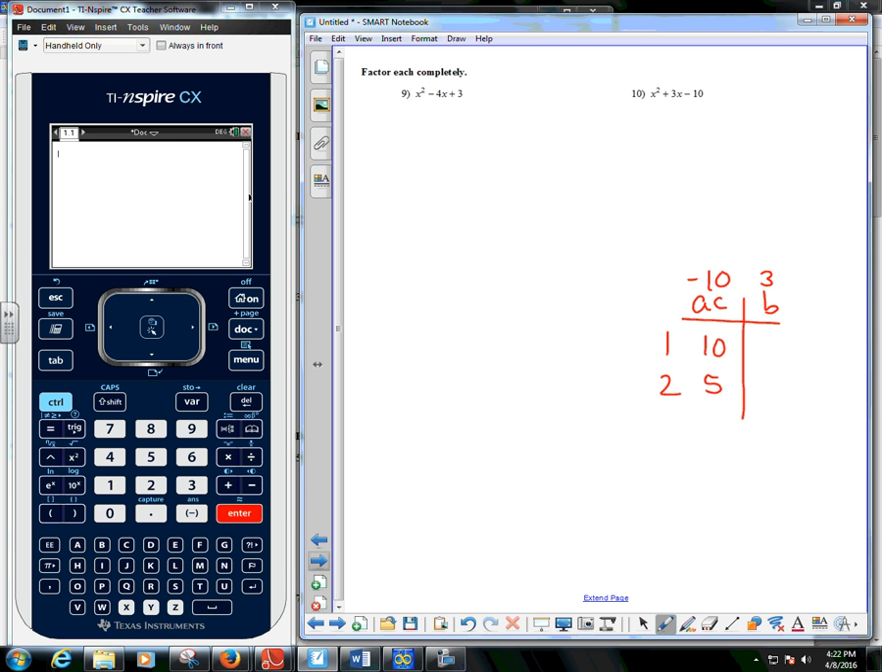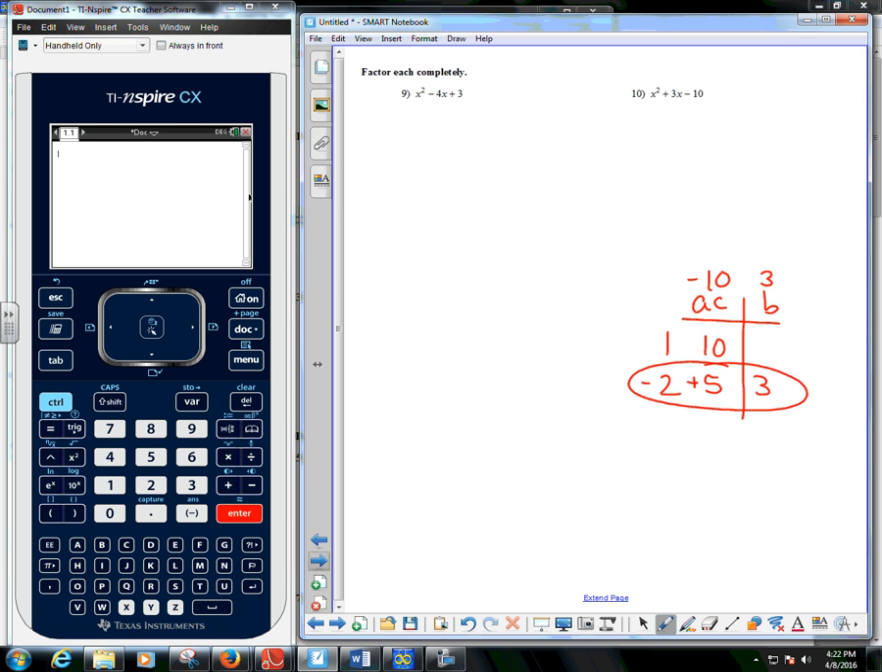So now I'm going to think about if I have negative 10, my numbers are multiplying to negative 10. One has to be positive and one has to be negative. Well, what combination of positive and negative for these factors will give me 3 as my final answer? Well, there's no way I can add and subtract 1 and 10 to get to 3. But if I look at negative 2 and positive 5, that would add up to 3, right? And it would multiply to negative 10.